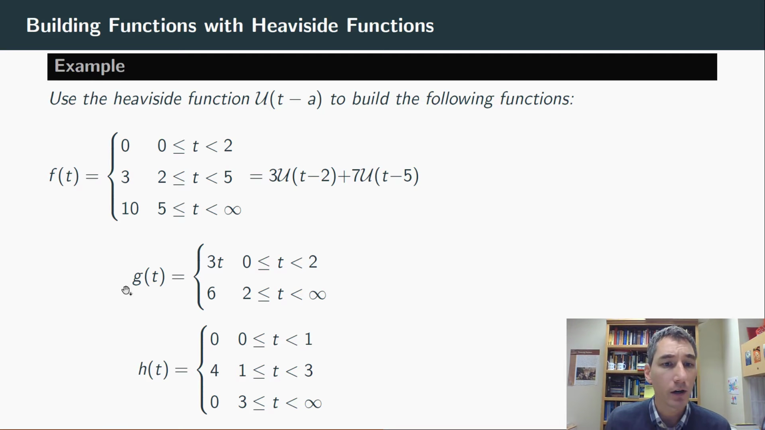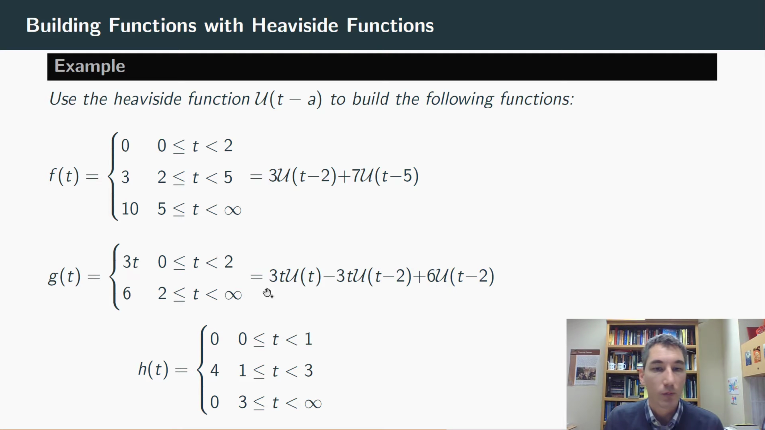All right, what do we have here for g of t? We start off with the 3t function from 0 to 2, and then at t equals 2, we're going to need to turn on the 6 function and turn off the t function. Okay, so watch this. We've got 3t u(t), so at t equals 0, that 3t turns on. So it's going to go up. And then starting at t equals 2, we need to turn off the 3t function.